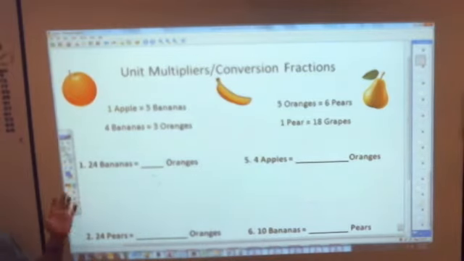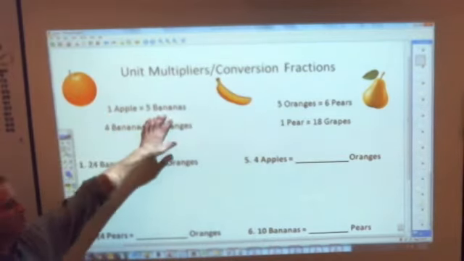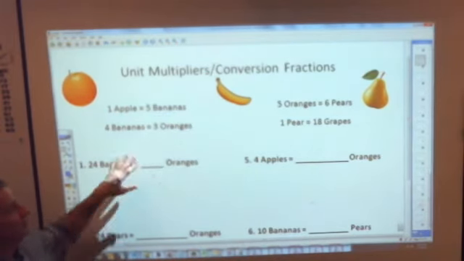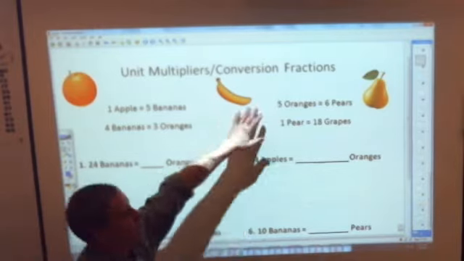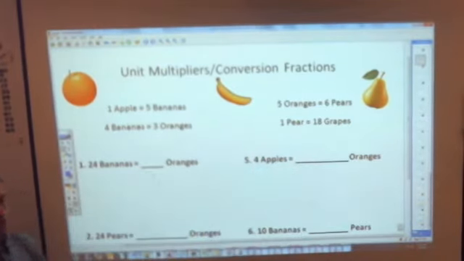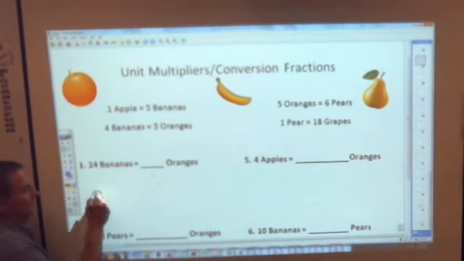And here's what they say. An apple is worth 5 bananas. 4 bananas equals 3 oranges, and 5 oranges equals 6 pears, and 1 pear equals 18 grapes. And you're trying to buy a pair of sandals for the beach.